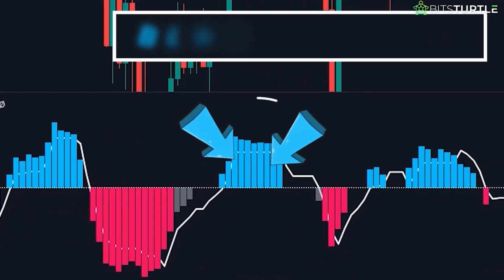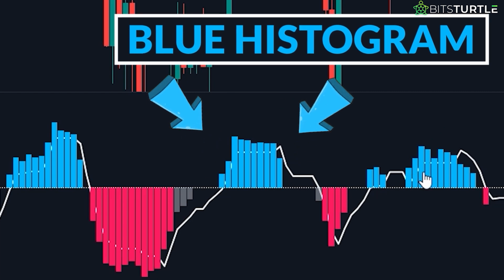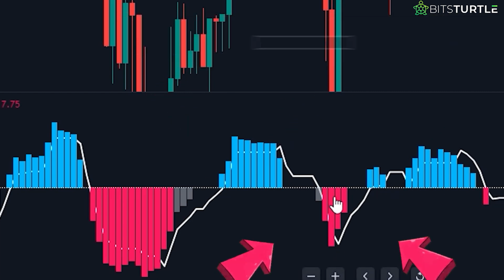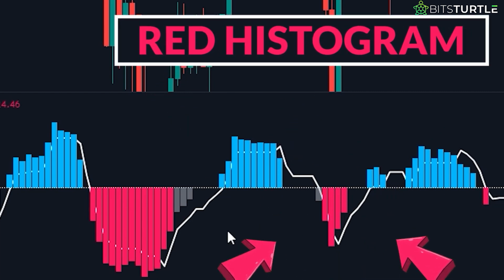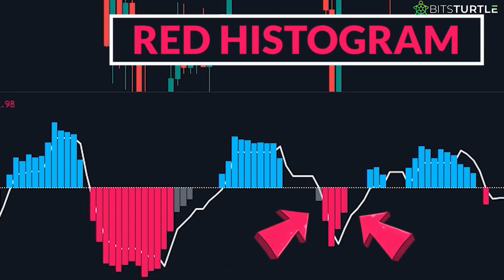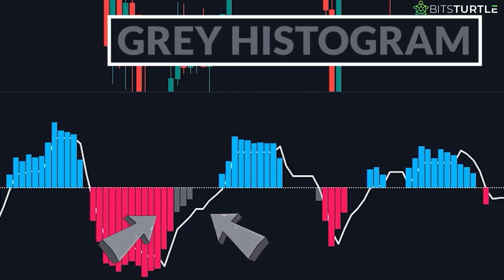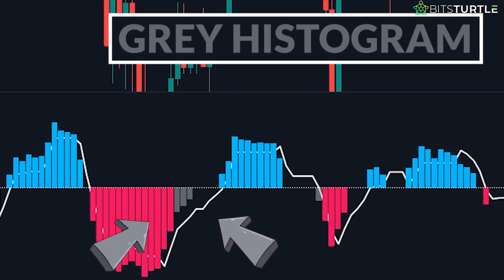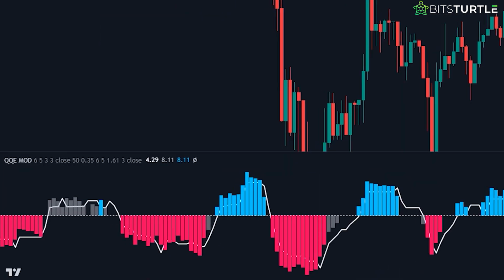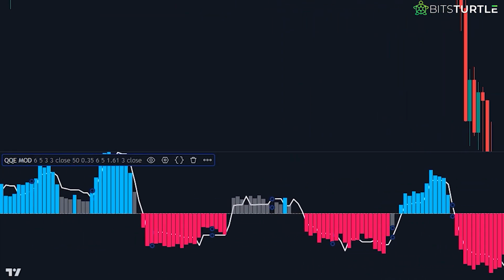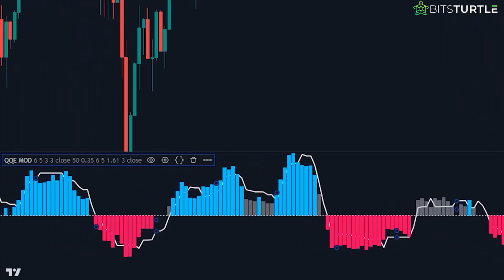A blue histogram means the upside momentum is increasing and the market is advancing. A red histogram means a downside momentum is increasing and the market is declining. A gray histogram means little to no momentum in either direction, a non-trending or flat market. This color coding provides an extremely intuitive way to track momentum shifts visually.